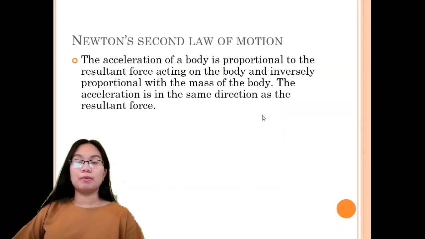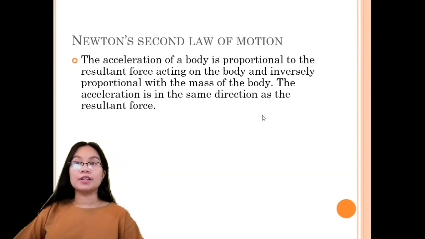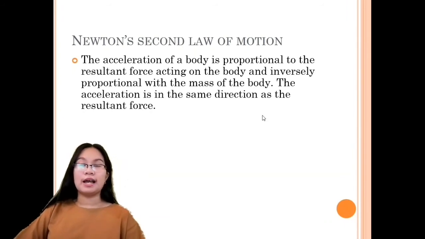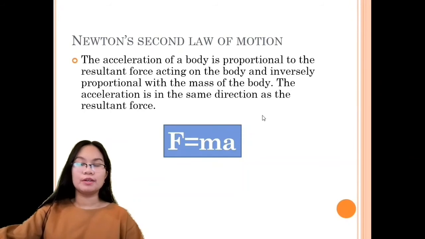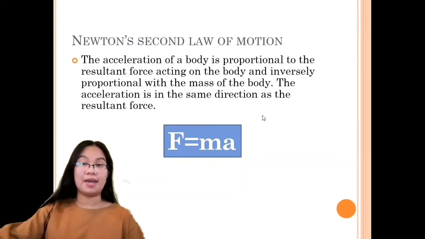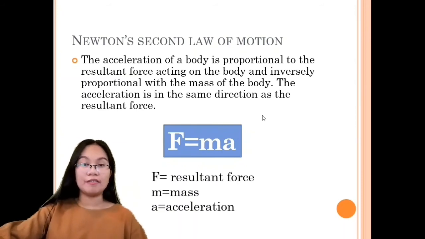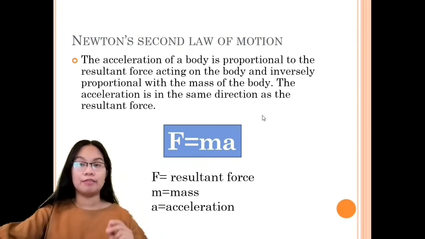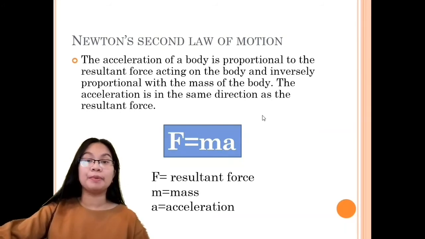Newton's second law of motion tells us that the acceleration of the body is proportional to the resultant force and inversely proportional to the mass of the object. The acceleration also is in the same direction as the net force acting on the object. So we have here the famous equation F equals ma, or if you are going to derive an equation for acceleration, acceleration is equal to the force divided by the mass, where F is the resultant force or the net force, m is the mass, and a is acceleration. So we will have a unit of newton for force, the mass should be in kilogram, and acceleration, we have meter per second squared.